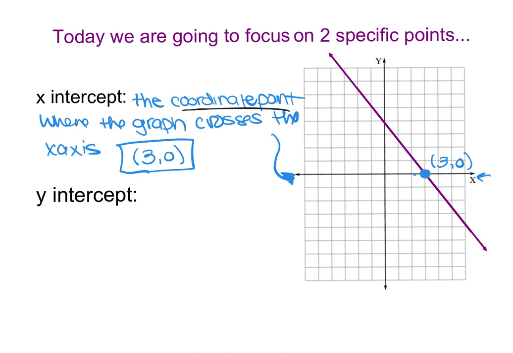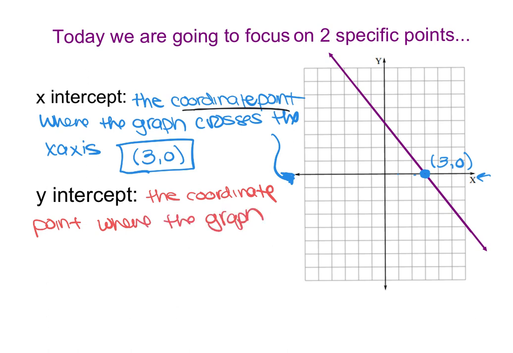Now, if we flip gears a little bit, let's talk about the y-intercept. The y-intercept has a very similar definition. It's just the point on the graph where we cross the y-axis. So the y-intercept by definition is the coordinate point where the graph crosses the y-axis. And remember, the y-axis is our vertical number line right here going up and down.